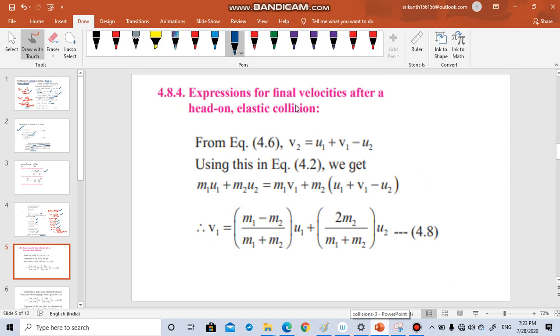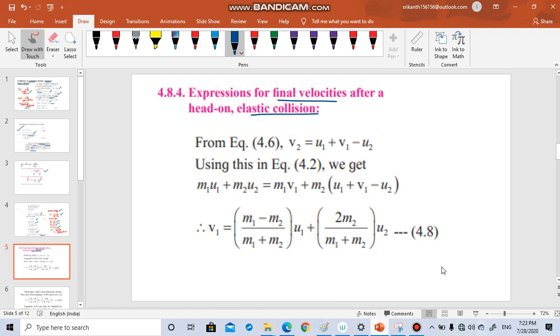So, expressions for final velocities after a head-on elastic collision. See, it is like this. Two objects are colliding with each other. What do you want to find out? You want to find out the final velocities of each body. Okay, this is what we want to find out.